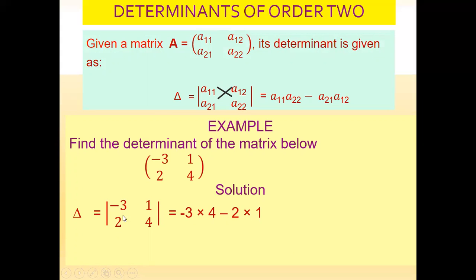Okay, so this diagonal, multiply the elements together on this diagonal and multiply the elements on this diagonal and subtract. So minus 3 times 4 minus 2 times 1. Okay, so principal diagonal, the multiplication of elements on the principal diagonal minus the other diagonal. So this would give us minus 12 minus 2, which would give us minus 14. Okay, so this is how you get the value for the determinant of a 2 by 2 matrix.